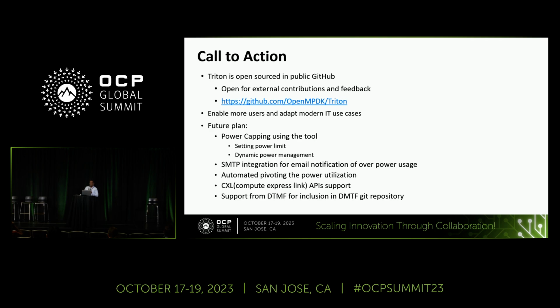The SMTP integration for email notification is something we wanted to add. And again, we can build a lot of graphs out of it, so we are exploring a couple of pivoting options to explore graphs that you can use for any reference or for any insights. Subsequently, we wanted to add CXL device support since many devices are emerging. We wanted to add this inventory of CXL devices. And again, we are looking forward to working with the DMTF team toward inclusion in their DMTF repository. Yeah, thank you.